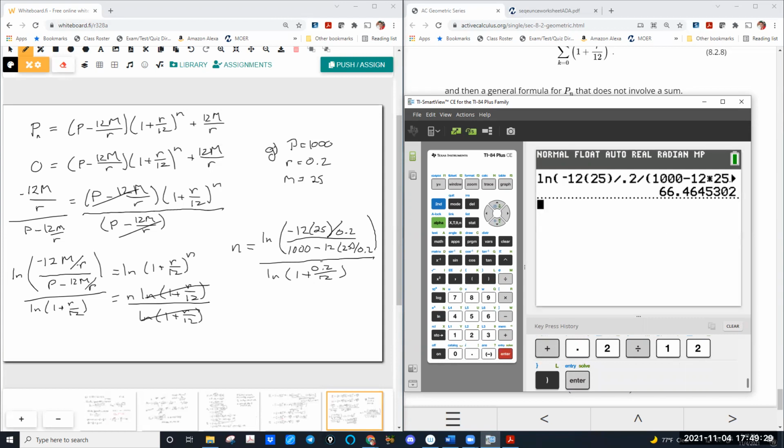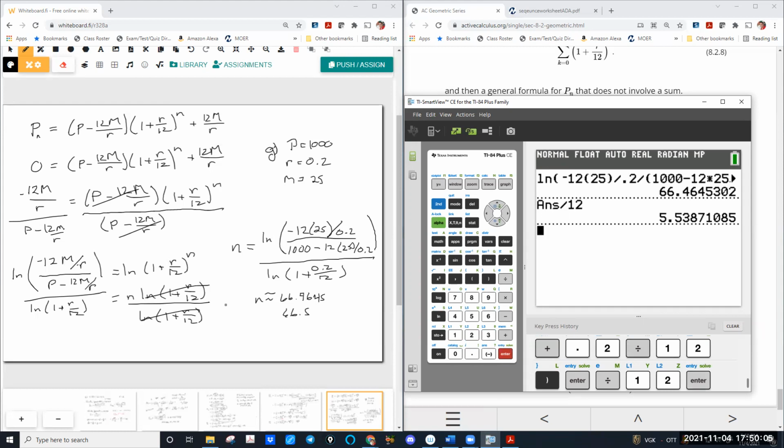So we find out it's going to take about 66.46 months. So we'll probably need to round that up because after 66 months, we won't have quite paid off enough. So we have 66 and a half months. You can convert that into years by dividing by 12. So if you want to know how many years that's going to take, it's about 5.5 years.